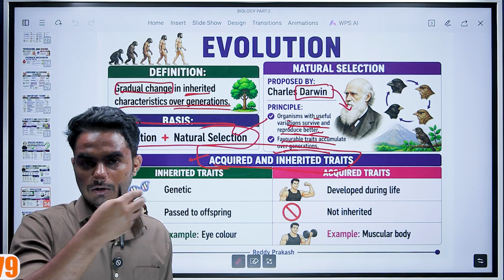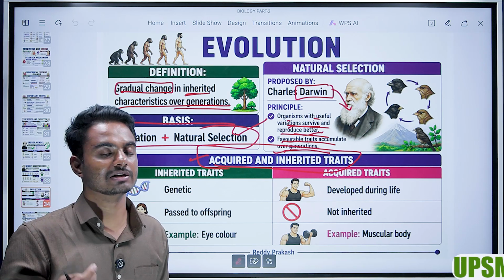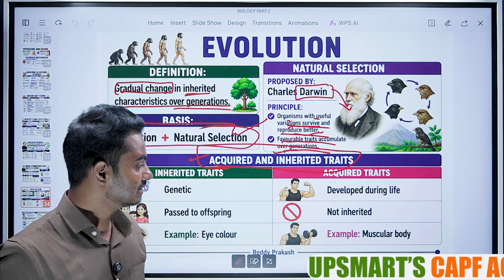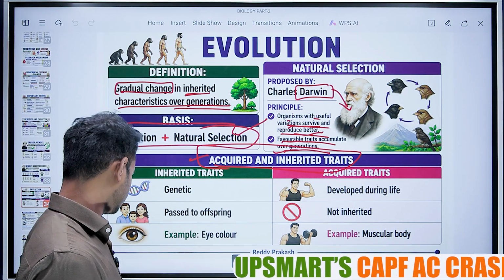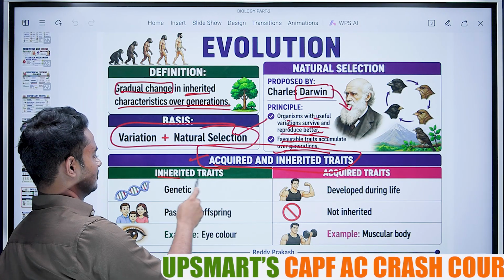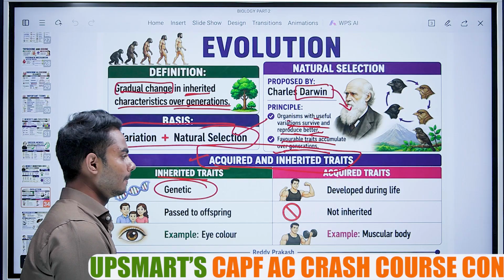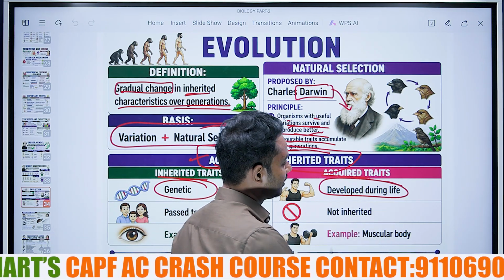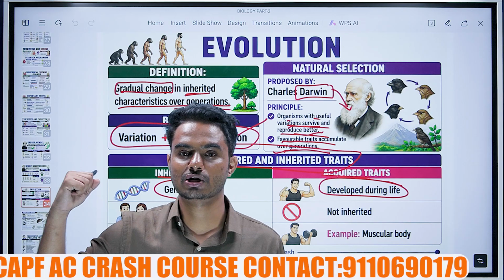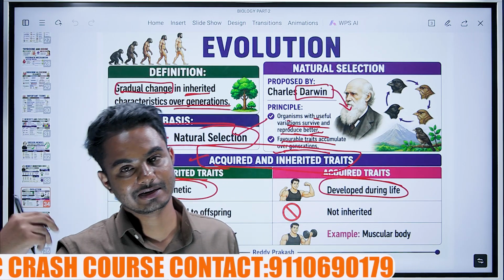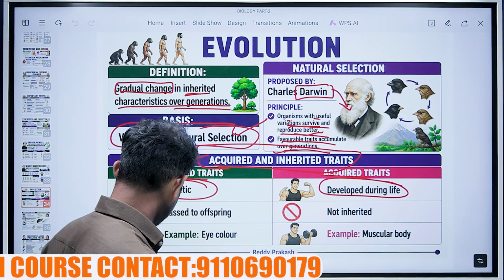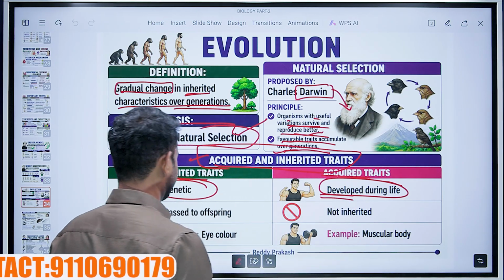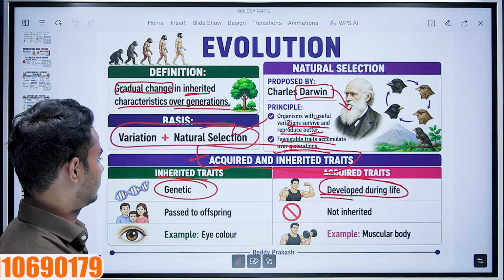over the generations. What my father gave me, the bigger eyelashes. So what is acquired? What is acquired by me? That is acquired traits. Say inherited traits. It is genetic. My father gave me. Acquired traits developed during my life. If I go to gym, I'll build a muscular body. That will be acquired traits. But I didn't build it. Okay. My father was muscular. I am lean like this. Weak, to put it in the right words.